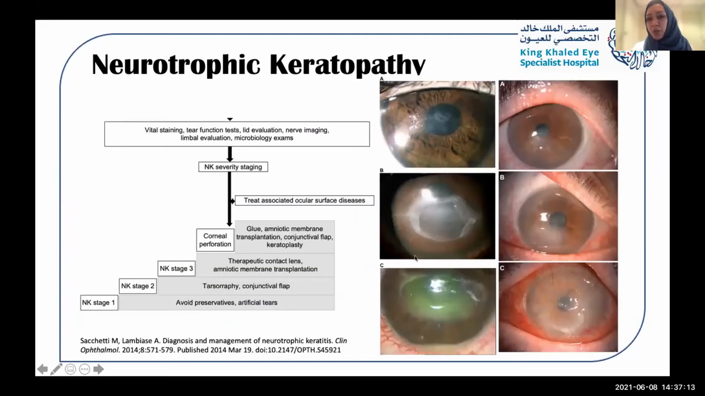Neurotrophic keratopathy is beyond our scope. However, I wanted to shine a light on the grading because we will talk about the grading in the upcoming study. Grade 2 is where there is persistent epithelial defect, loose epithelium, loss of stromal tissue, and beginning of melting. These are the therapeutic modalities of conventional treatment.